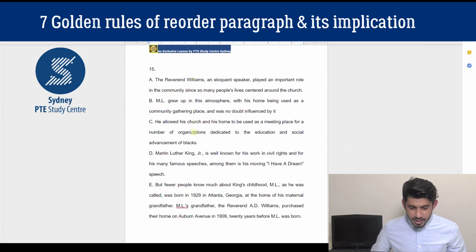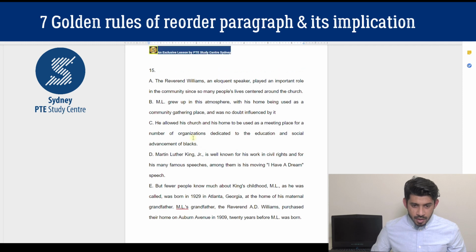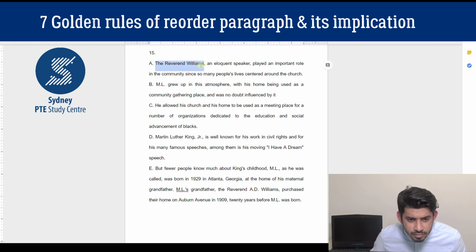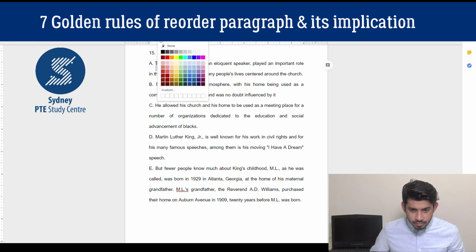Okay, so here is number 15 and possibly the last one today. Number 15, A starts with the Reverend Williams, so it talks about the Reverend Williams. Let's see if we find this subject again later on. I'm not highlighting at the moment, so I know Reverend Williams, right?